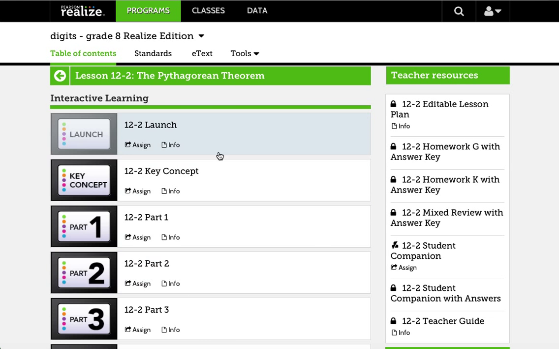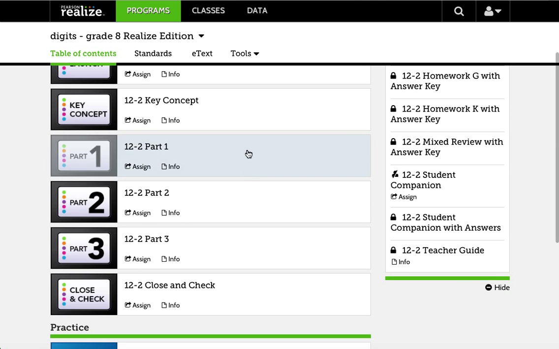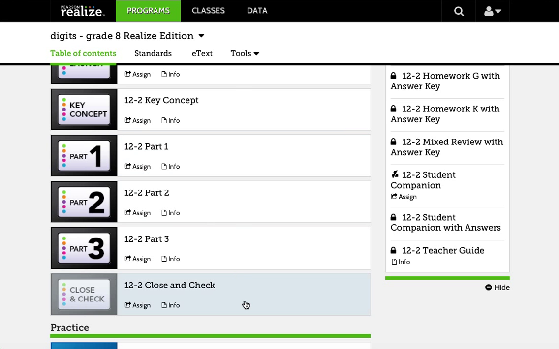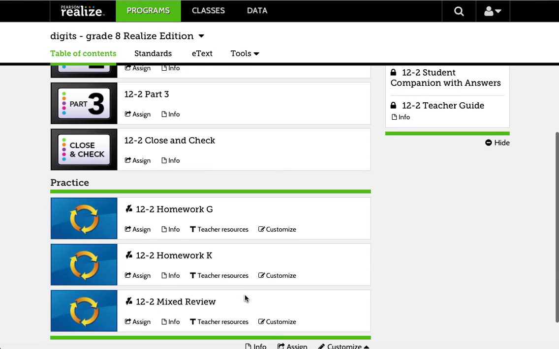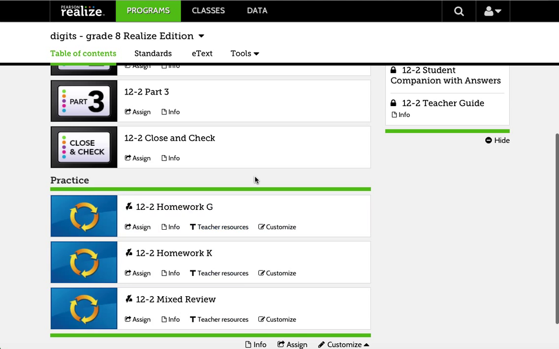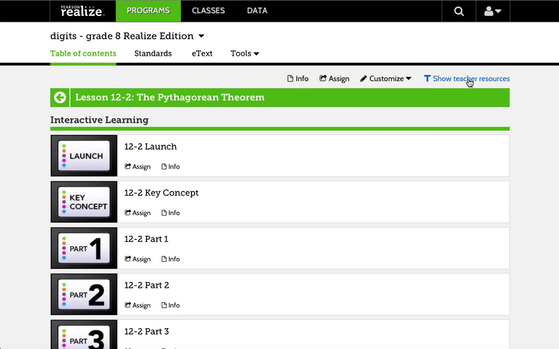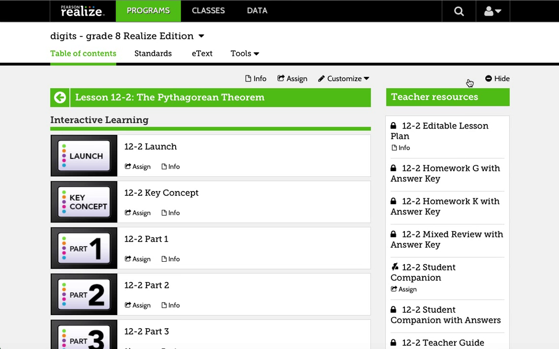You will notice that every lesson typically has a launch. It usually has a key concept somewhere in the lesson. And then it has 3 parts. Each part tends to get a little bit more abstract. And then a closing check. There's also homework. But the most important part is these teacher resources. If you don't see them, you have to click on Show Teacher Resources.